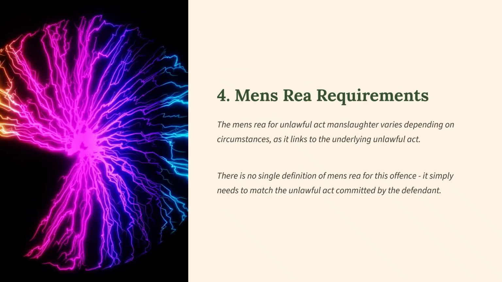So let's look at the final element of unlawful act manslaughter, the fourth element, the mens rea requirement. The mens rea of unlawful act manslaughter varies depending on the circumstances, as it links to the underlying unlawful act. There's no single definition of mens rea for this offence. It simply needs to match the unlawful act committed by the defendant.